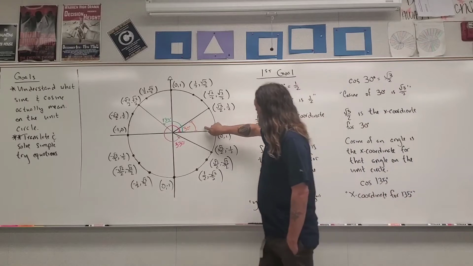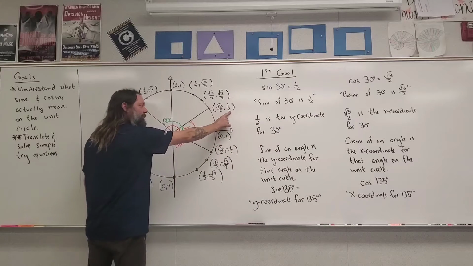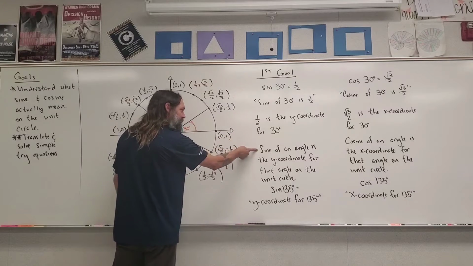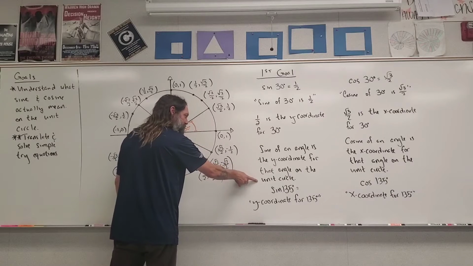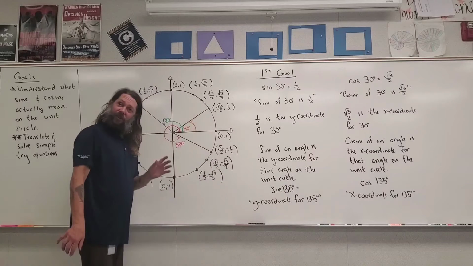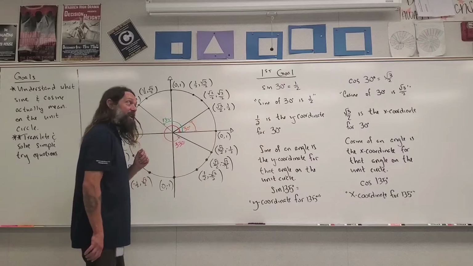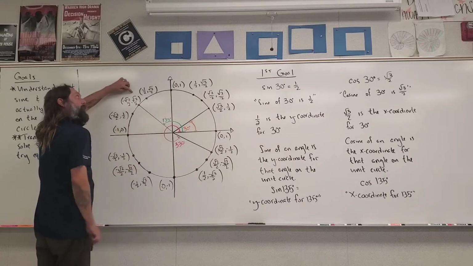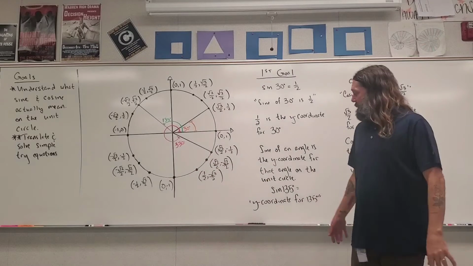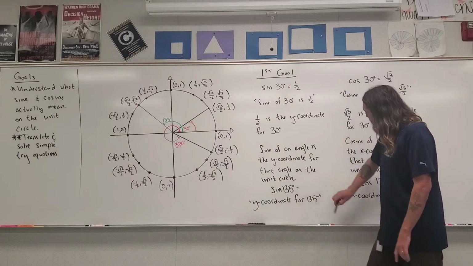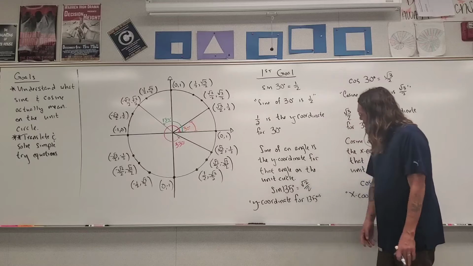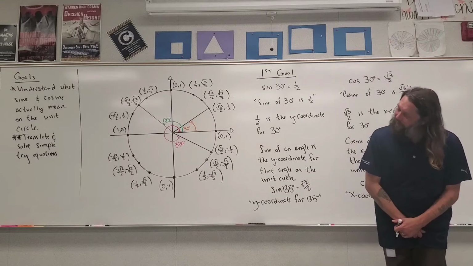Now let's look at a 30-degree angle. There's my 30-degree angle. 1/2 is the y-coordinate for 30 degrees. So literally, sine of an angle is the y-coordinate for that angle on the unit circle. If I ask you for sine of 135 degrees, I'm literally just asking you to say what the y-coordinate is at 135 degrees, and that is square root of 2 over 2. That's all I'm asking for when I'm asking about a sine. I want to know the y-coordinate. That's how we would evaluate that question.